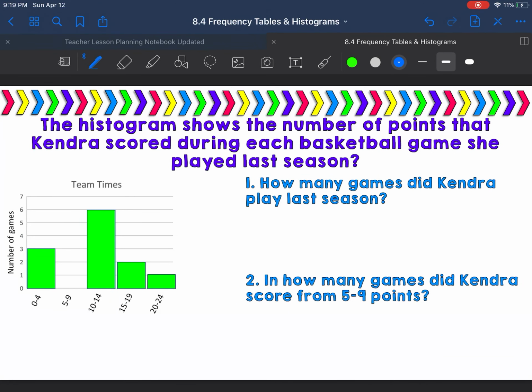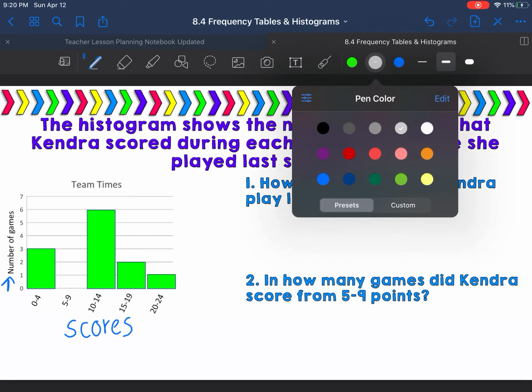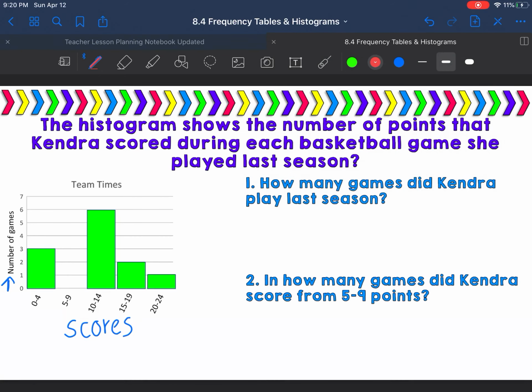So I have a histogram. It says the histogram shows the number of points that Kendra scored during each basketball game she played last season. So you'll notice that the number of games are right here, and since that's the number of games, these must be my scores. Okay, so now let's answer some simple questions on this. Number 1, how many games did Kendra play last season?